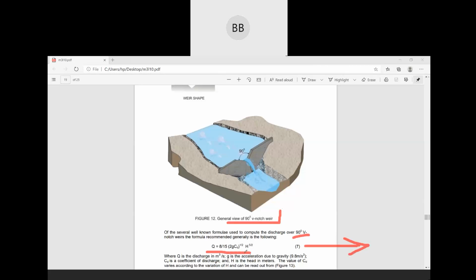8 by 15 root 2g Cd. Cd is nothing but your coefficient of discharge. And what is coefficient of discharge? I think you people have already studied many times, so we are not going to discuss all these things again. Those things you have already studied in third or fourth semester: coefficient of discharge, coefficient of contraction, coefficient of velocity. Even you have performed them in the lab also. So you just directly write down the equation, that is 8 by 15 root 2g Cd tan(theta by 2) H to the power 5 by 2.